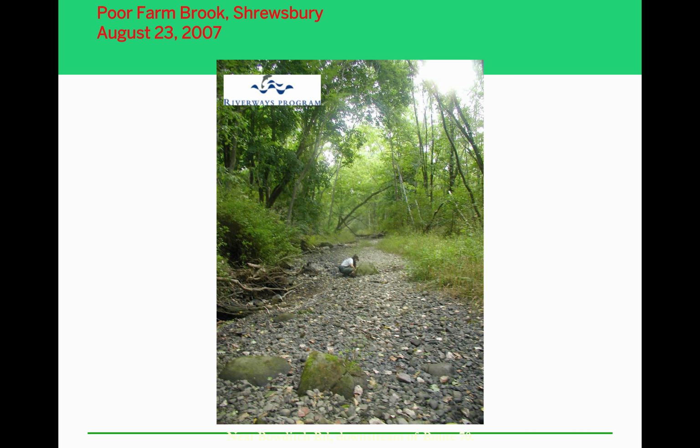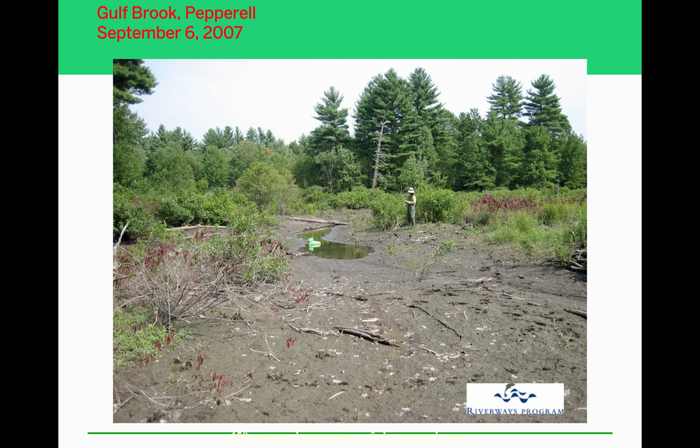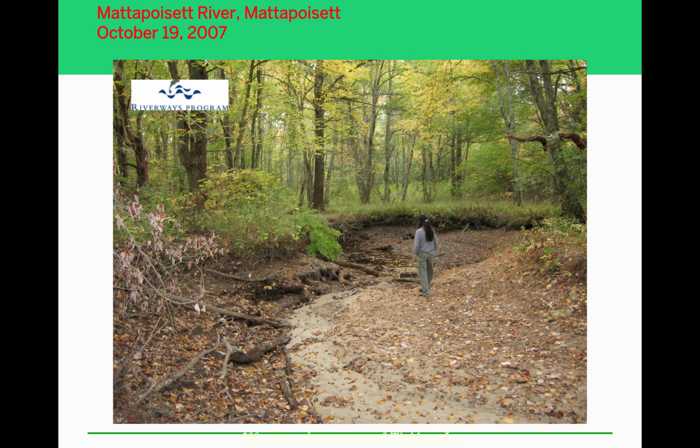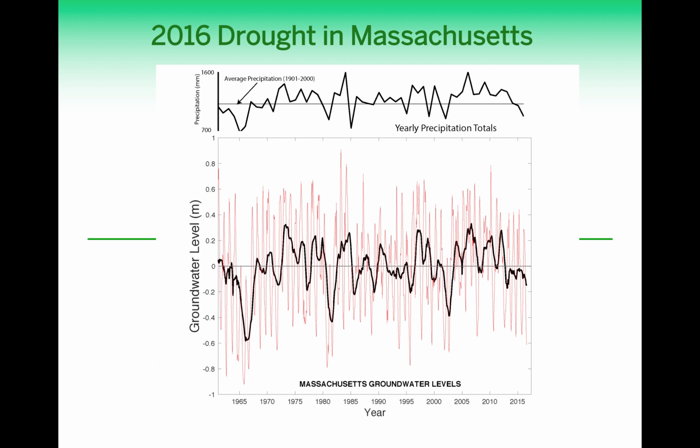Again, this is in Shrewsbury, Mass., Poor Farm Brook, virtually dry. Again, another shot of Gulf Brook, Pepperell. And again, these were examples from 2007, Mattapoisett River in 2007.